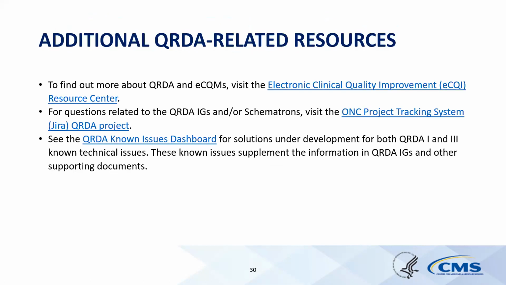Next slide. Quick announcement. So just for additional QRDA related resources, we'll run through these. You can visit the eCQI Resource Center for QRDA and eCQM information. Also, if you have questions about any of the QRDA IGs or schematron, you can post a question to the ONC project tracking system in the QRDA project. And in that project, there is also a QRDA known issues dashboard, should you want to search for any issues there. And that is all I have for QRDA.